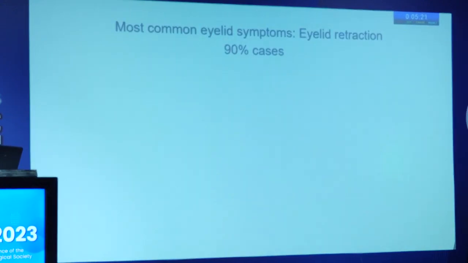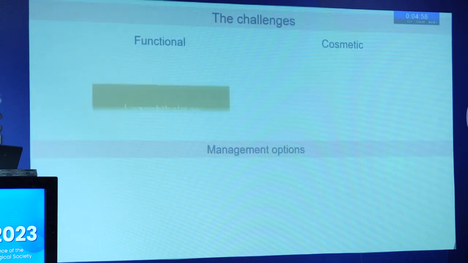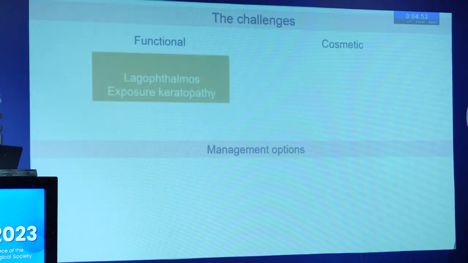The most common eyelid symptom that we encounter here is eyelid retraction, which is seen in 90% of the cases. What is the mechanism of eyelid retraction? Overaction of levator and Muller's muscle, because of increased sympathetic tone or fixation duress, levator hypertrophy, levator muscle contracture or fibrosis, abnormal adhesions between levator and surrounding structures, scarring or inflammation of the septum and the anterior lamella. So the challenges that we face are functional, which can cause lagophthalmos or exposure keratopathy, or cosmetic, which can have a psychosocial impact on the patients.